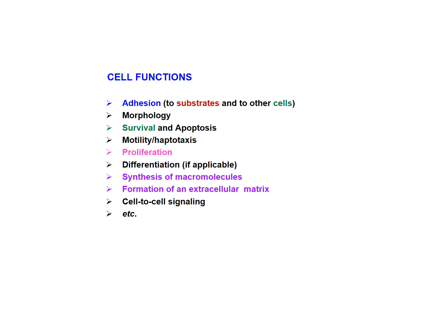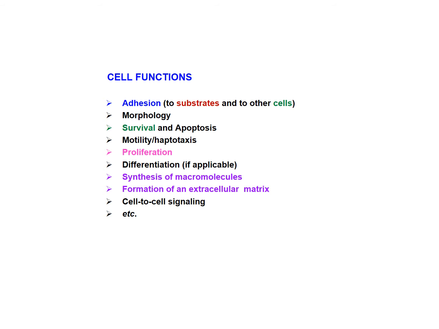Cells have many characteristic functions. Some of them are listed on this slide. First and foremost, adhesion. Cells adhere on substrates and they adhere to each other to form the cohesive tissue. The morphology of the cells is pertinent and differs from tissue to tissue. Survival of cells is important. And in addition, we have apoptosis, which is what we called a programmed cell death.